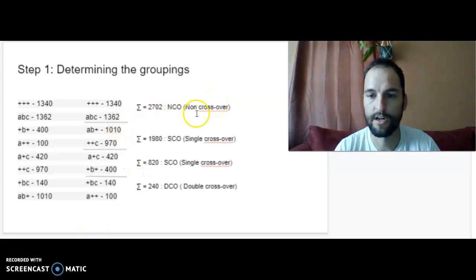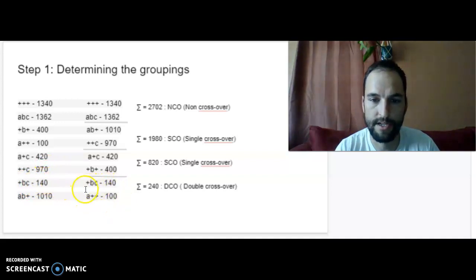After we establish the non-crossover group of these two largest numbers, we want to look for the lowest numbers. Here we have 100, there we have 140, and we group them down here on the bottom, and that's going to be our double crossover group. Now we're going to take those two remaining groups of two like numbers and put them in the middle here, and those are going to be our two single crossover groups.